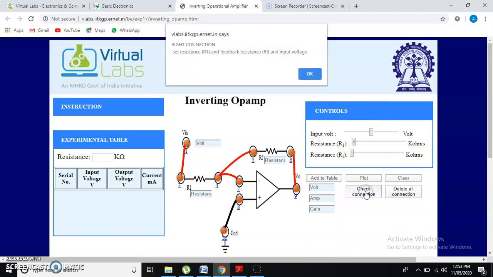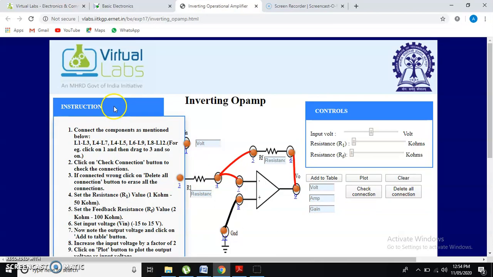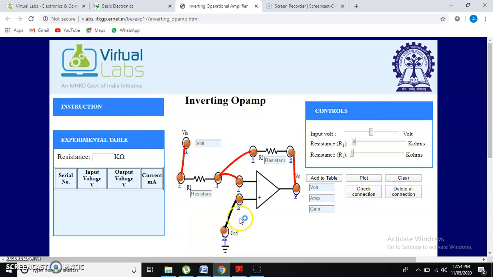So click on to check connections. If your connections are right, the message will pop up that right connections at the resistance and values and input. If the connections are wrong, you have to click on to this delete all connections and redo it. If at all you have made multiple attempts and still the connections are not correct, you can click on to this instructions. There the link is specified that connect the component as mentioned below, L1 to L3, L4 to L7 likewise. So here also you can find it, but it is easy to design it.